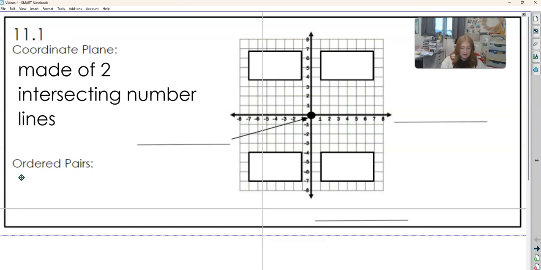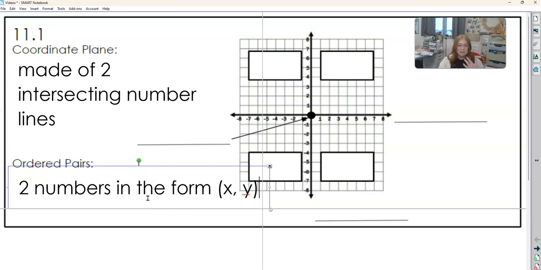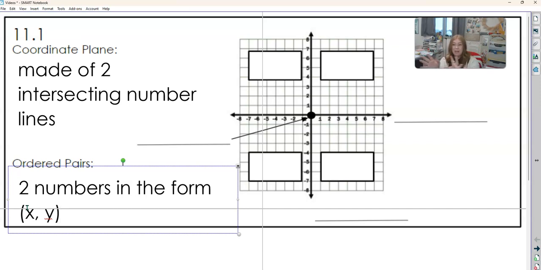So an ordered pair is two numbers in the form, we do x, then y. So you'll see it x, then y, and you'll usually see it in these parentheses to kind of show this is an ordered pair. This number, then this number. And so it's two numbers in the form x, y. And that helps us locate where it's going to be.